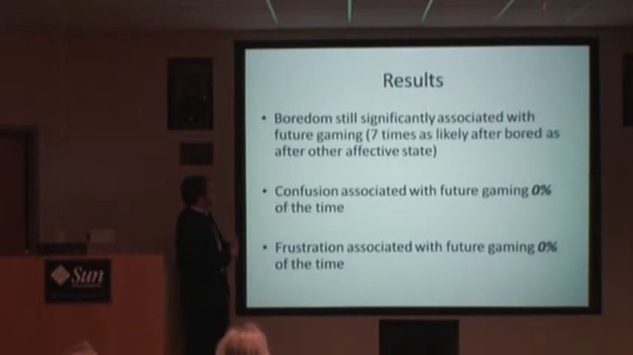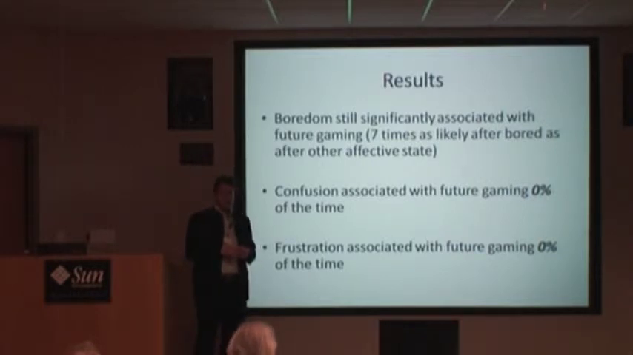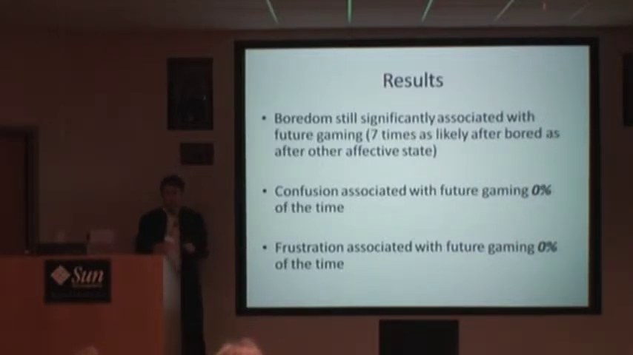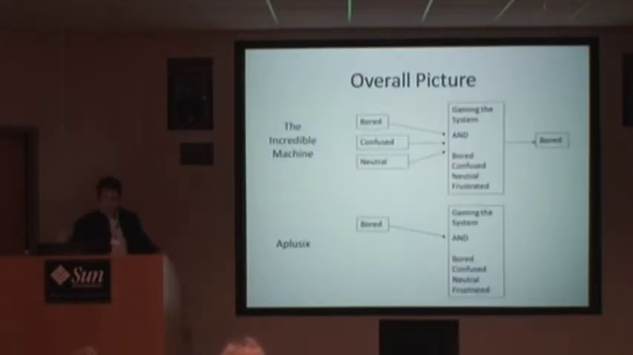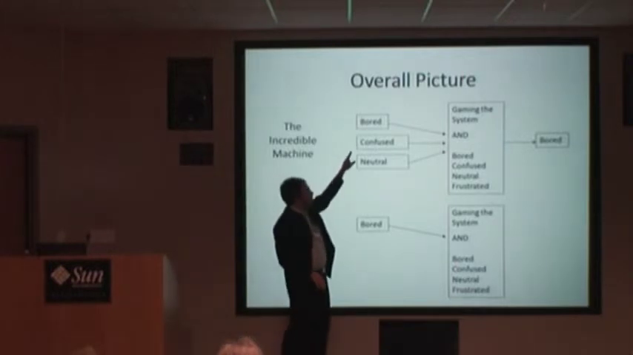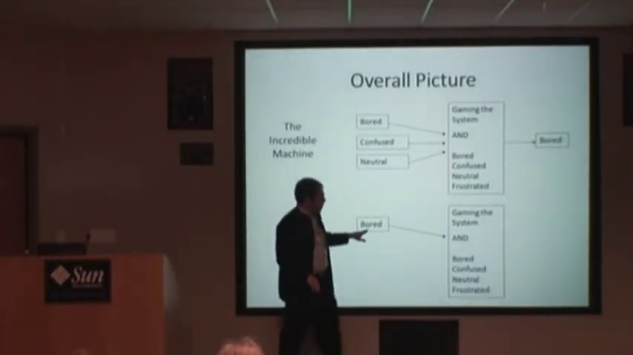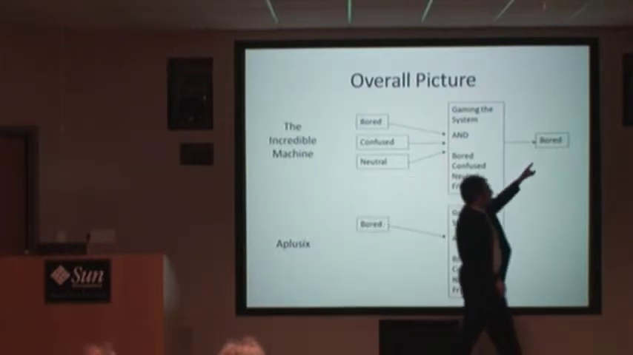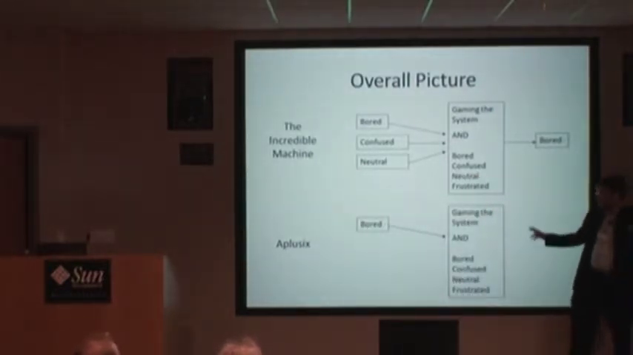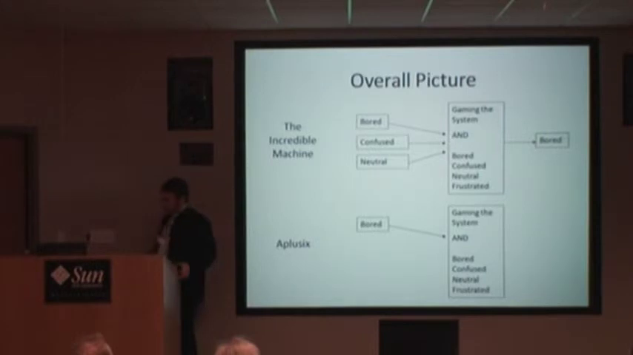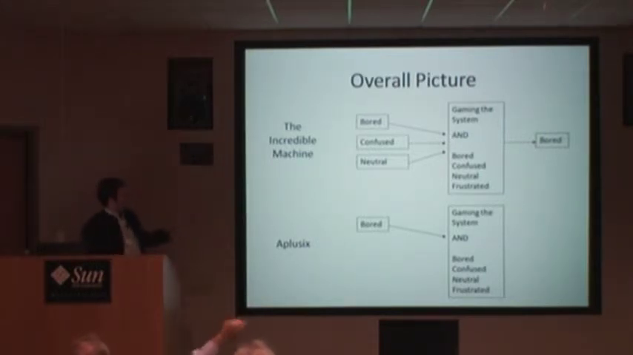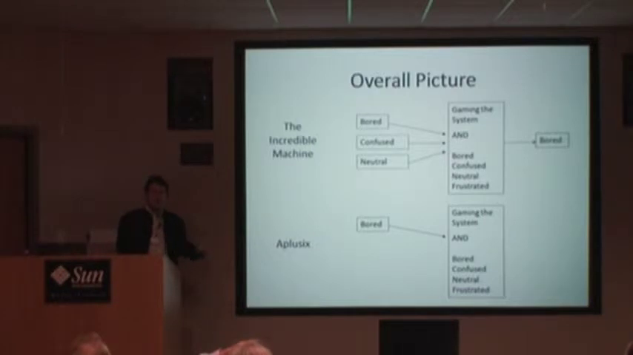In this study, boredom was still significantly associated with future gaming. In fact, it was a stronger effect. If you're bored, you're 7 times more likely to start gaming in the next minute. However, confusion was not associated with future gaming in this tutor, and nor was frustration. Gaming didn't precede any affective state more than would be expected by chance. So in other words, whereas in The Incredible Machine, boredom and confusion led to gaming, in A+6, only boredom did. And whereas boredom was a result of gaming in The Incredible Machine, nothing was more common afterwards in A+6. And also frustration co-occurred with gaming the system in A+6 as it did in The Incredible Machine.